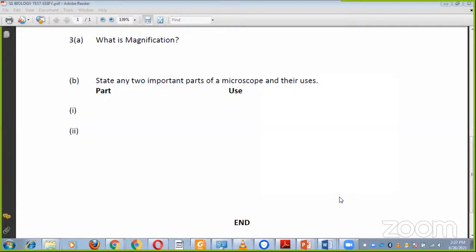Let me see another person. Reste has failed. Then there's Tendo. Yes, Tendo. Barrow. What does it do? It helps to hold the eyepiece and objective lenses in position. Okay, thank you very much.